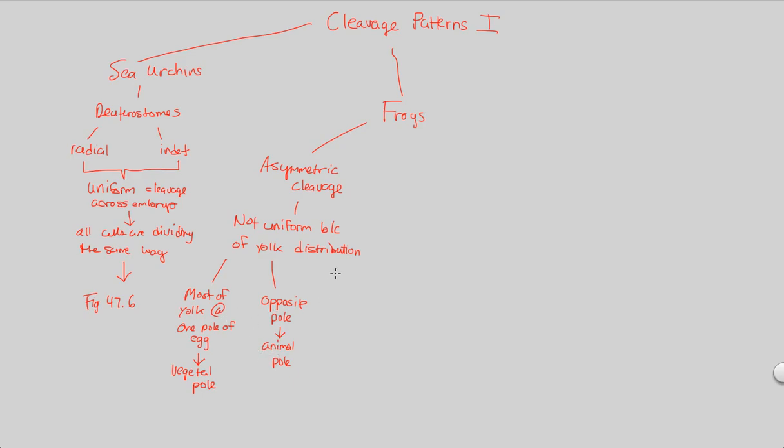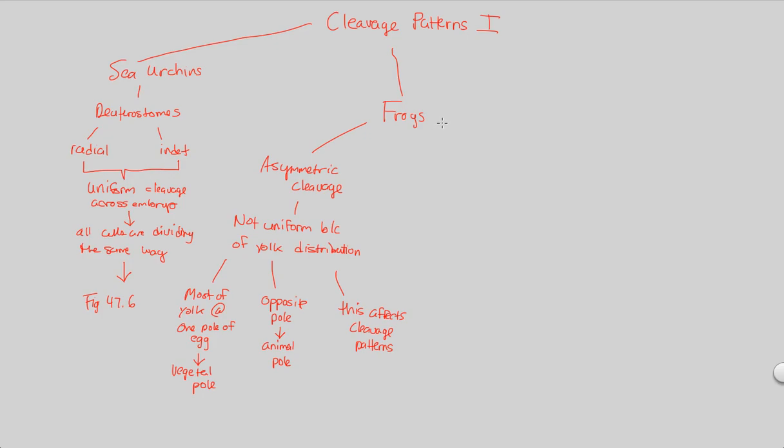This overall, as you imagine, if you have one side with something and the other side with nothing, is going to, of course, affect the way that division happens. This affects cleavage patterns. This affects the way that this embryo will cleave, will divide and develop, therefore. So it's important to recognize. So how does it affect it? We're going to look at that in greater detail in the next video when we continue about frogs.